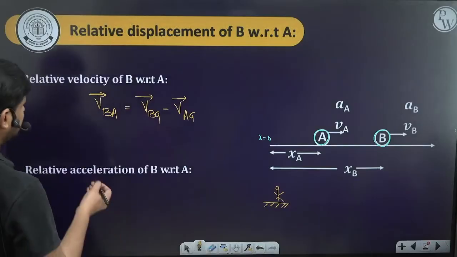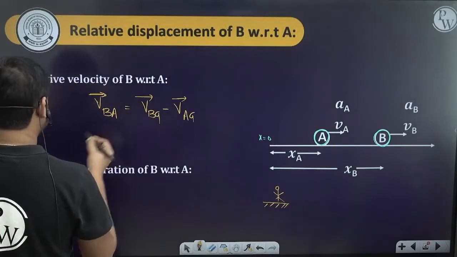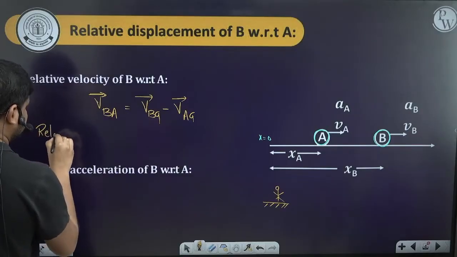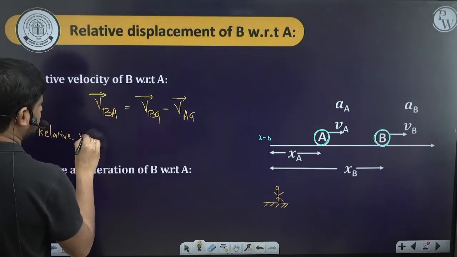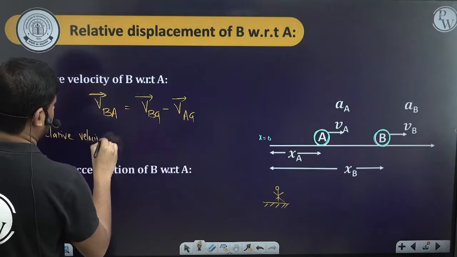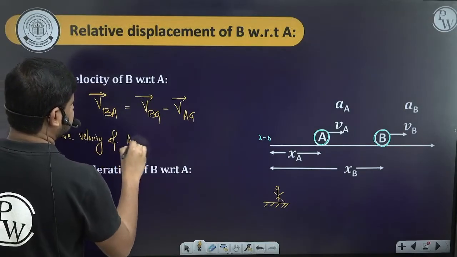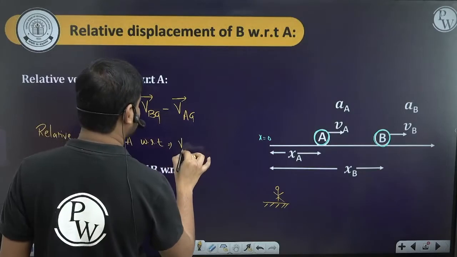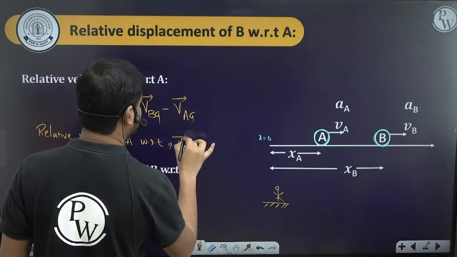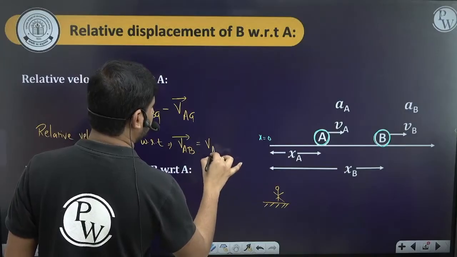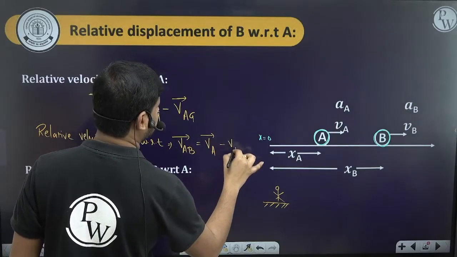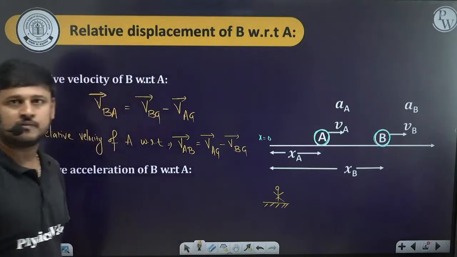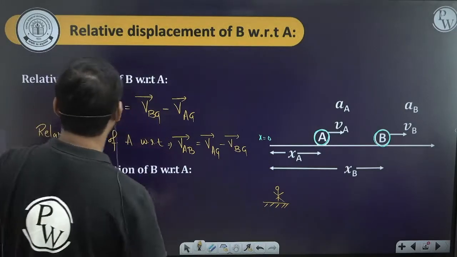Okay, similarly you can write the relative velocity of A with respect to B. So how can we write this? The relative velocity of A with respect to B, VAB, is equal to VA minus VB, with respect to ground. Clear this part? This is about the relative velocity.